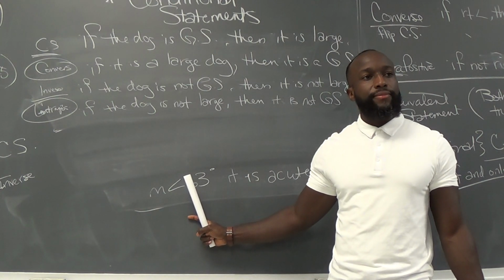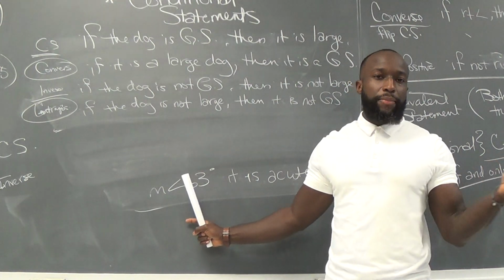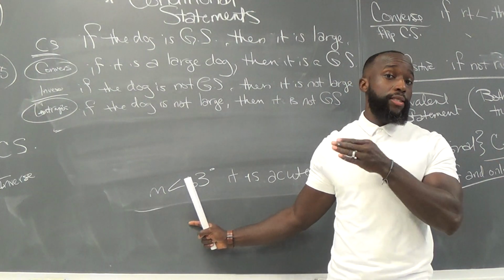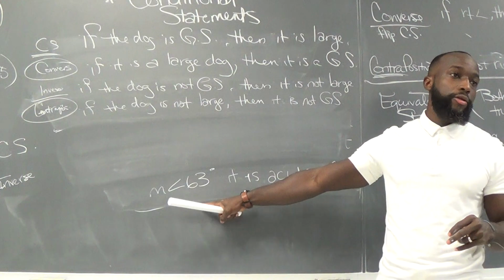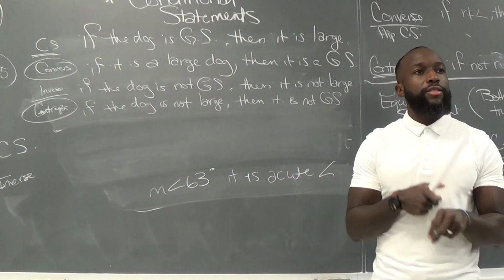Why? It could be other degrees. Yeah, because it could be anything between greater than 0 and less than 90. That's not only 63 degrees. Good. Give me the inverse.